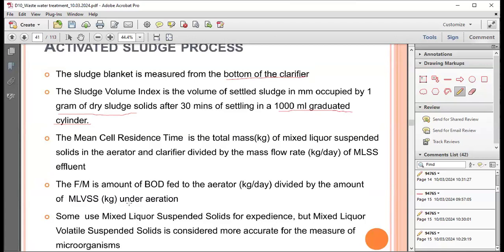Now it's 11 o'clock, a 10 minute interval. I will come back in 10 minutes.